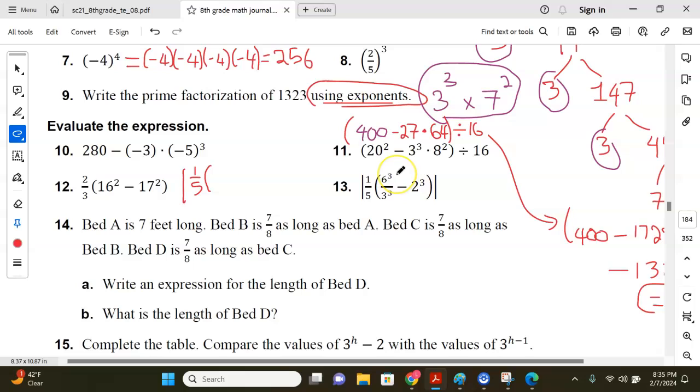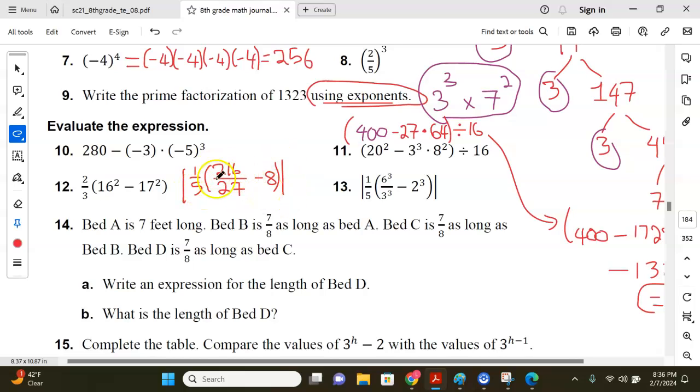Leave the 1/5 alone for now. 6 to the third power means 6 times 6 times 6. 6 times 6 is 36. 36 times 6 is 216. And then 3 times 3 times 3. 3 to the third power is going to give you 27. Minus 2 to the third power is going to give me 8. Close parentheses, and then the absolute value.